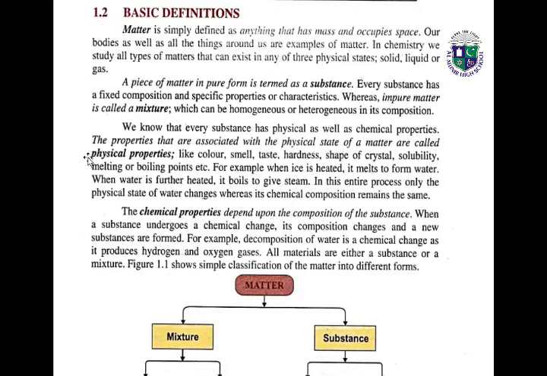Next, he is telling you about the physical properties and chemical properties, as we have studied in class 7 and 8. Physical properties are associated with the physical state of matter, like its color, smell, taste, hardness, shape, solubility, melting and boiling points. Chemical properties depend upon the composition of the substance. For example, decomposition of water is a chemical change as it produces hydrogen and oxygen.